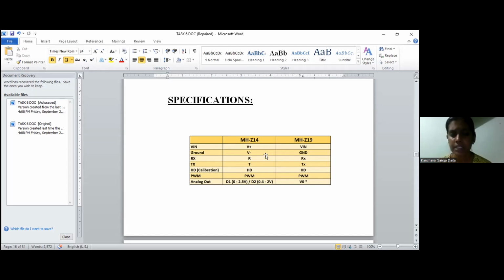The V positive, V negative. Similarly, V in will be given to the input of this MHZ19, and ground, which is taken as 0 volts, for MHZ14 and for this MHZ19. RX and TX pins are the same for both, we just denote them with R and T here. These are the Arduino pins. For these pins, we need to connect these two. If we have to connect to the Arduino, the specification we need is observed.